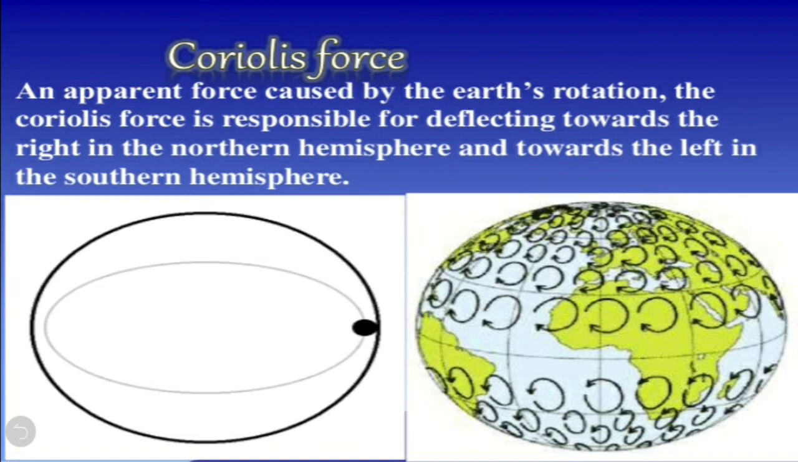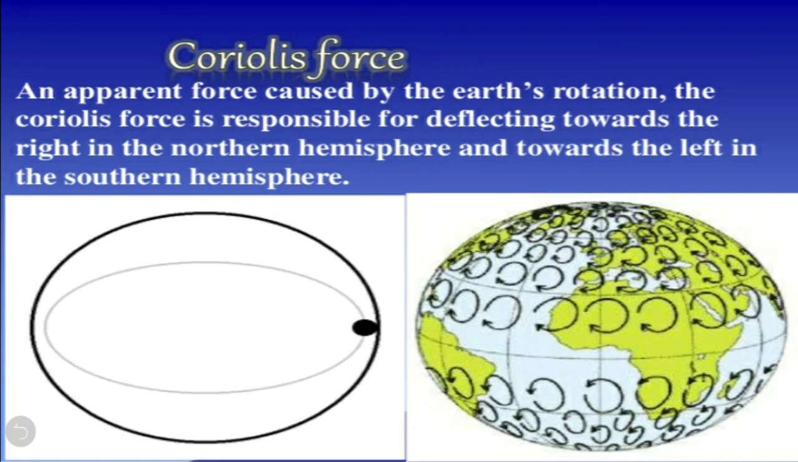Now Coriolis force. What is this Coriolis force? Sorry children, it's Coriolis force. An apparent force caused by the earth's rotation. The Coriolis force is responsible for deflecting towards the right in the northern hemisphere and towards the left in the southern hemisphere. I want to repeat this.